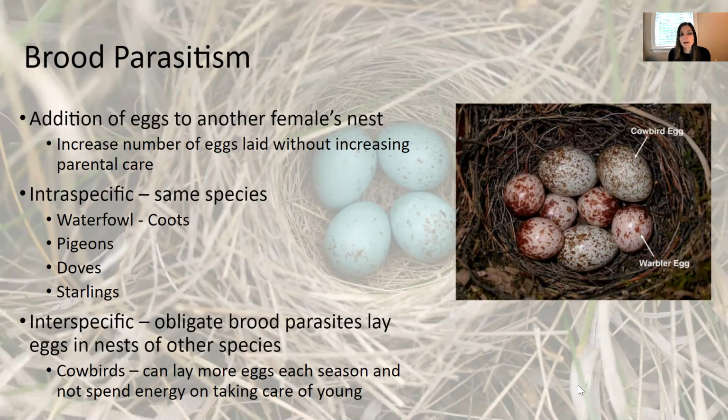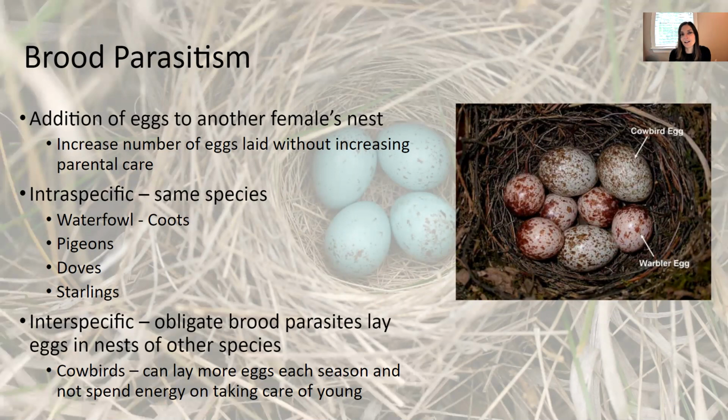You may have heard of brood parasitism before, and that's when one individual, a female, lays eggs in another female's nest. This can happen both intraspecifically and interspecifically. The adaptive advantage here is to maintain a nest, to sit on the eggs and incubate them until hatching takes a lot of energy. So if you know that somebody else has already got a nest and is incubating those eggs, just lay eggs in that nest. You know they're well taken care of.